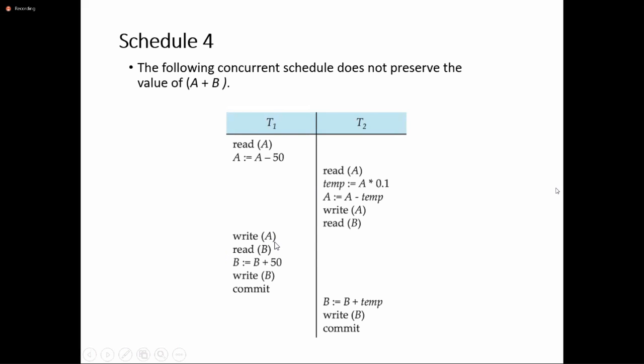Write A again here. Balance of B, then B plus 50, write B and commit. Then again B. This is not okay. It does not preserve the value of A plus B. So in schedule 4, what happened?